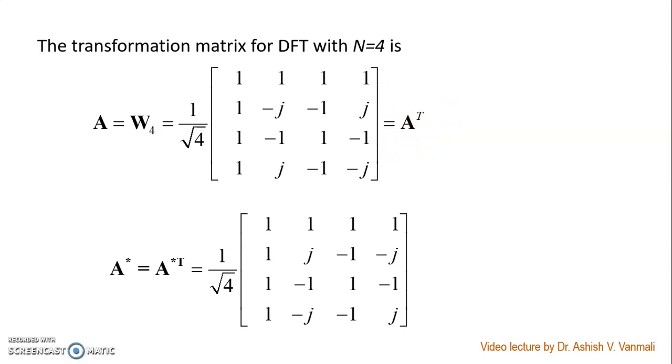In this problem we will also require the A conjugate or A conjugate transpose, so let's find it and keep it ready. So over here A conjugate, which will also be the same as A conjugate transpose, is equal to 1 upon root 4 times the matrix with rows 1, 1, 1, 1; 1, j, minus 1, minus j; 1, minus 1, 1, minus 1; 1, minus j, minus 1, j.